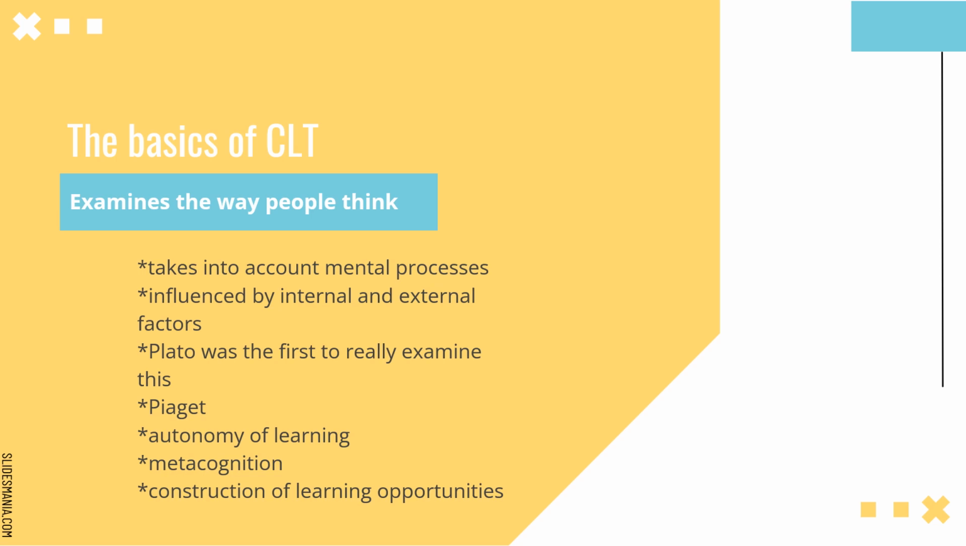And another kind of central piece to this cognitive learning theory is the idea of metacognition, right? And in education, we always kind of throw this term out and we say, oh, it's thinking about thinking, right? Being cognizant of what you're doing while you're learning is an important part of that, as well as opportunities that allow children or adults to construct their own learning opportunities. So that's kind of the overview of cognitive learning theory.